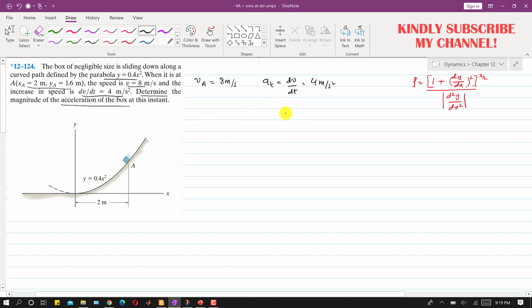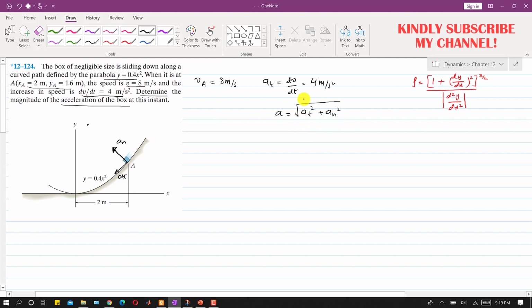As we know, the magnitude of the acceleration will be equal to, since we are considering the tangential and normal coordinates, the acceleration has two components. So the magnitude is equal to the square root of at square plus an square. Since this box will have one tangential component of acceleration in this direction, it will also have one acceleration towards the center of the curvature. So this will be an.